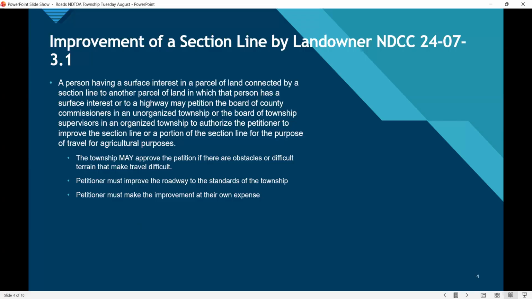One thing you need to make sure of is that you still own the road, or have the easement to that section line. I guess you don't own it, but you're responsible to make sure that the roadway is improved to the standards of your township and it's safe. So you must follow the slope standards and make sure that roadway is safe, because you're still in charge of that road. If the petitioner is granted the ability to improve that road, they must do so at their expense.